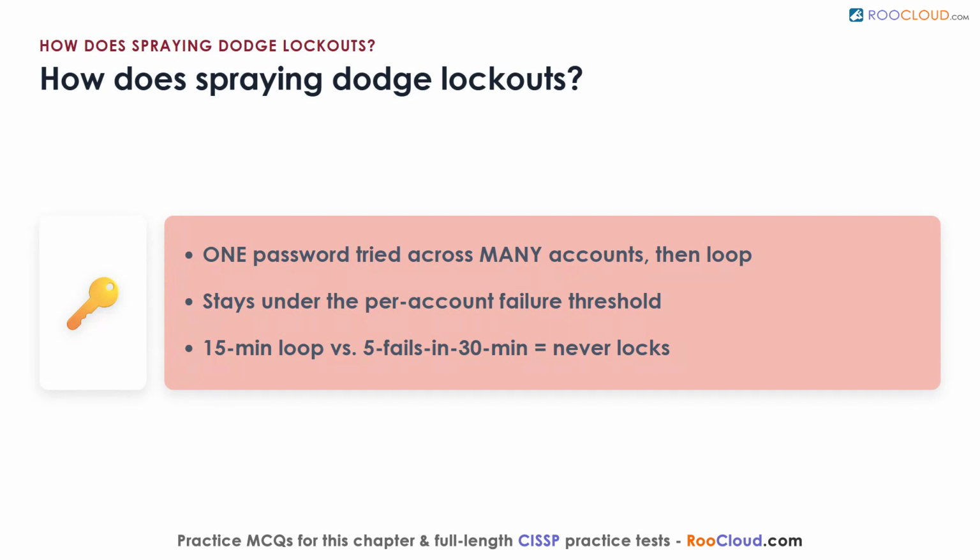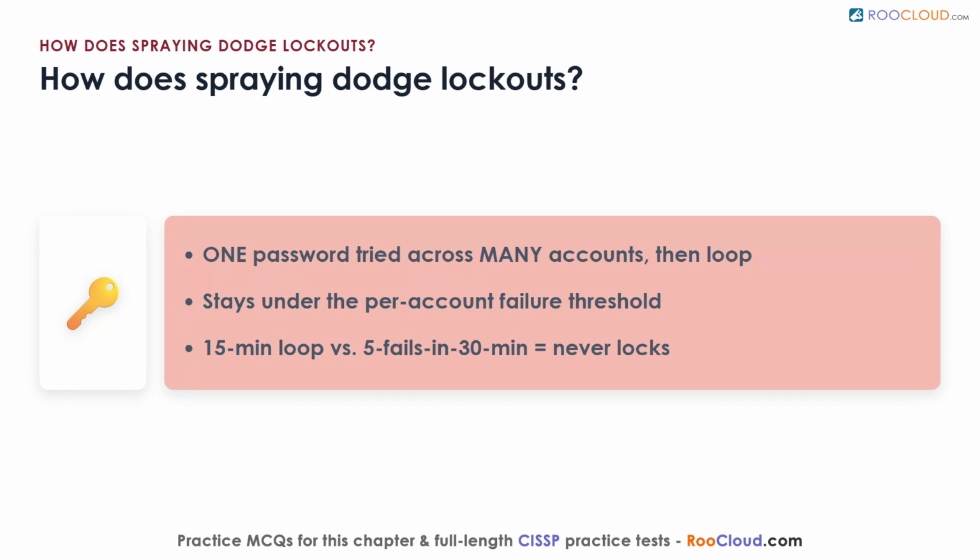How does a spraying attack dodge account lockouts? Instead of hammering one account with many guesses, it tries a single password across a long list of accounts, then loops back with the next password. Lockout policies trigger when one account fails too many times in a short window. So by spreading a few attempts thinly across everyone, the attacker stays under the threshold on any single account.